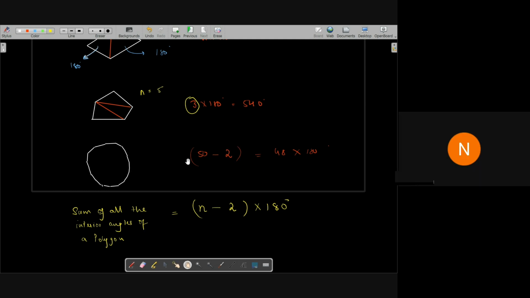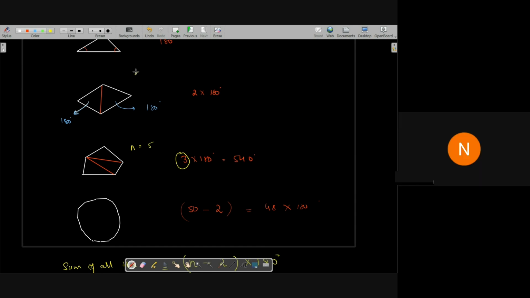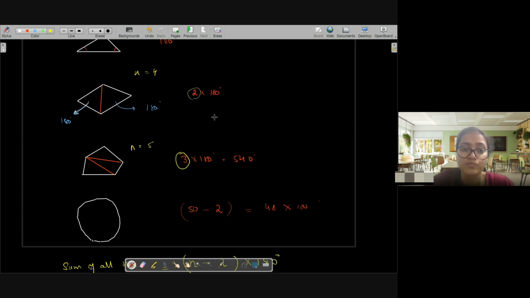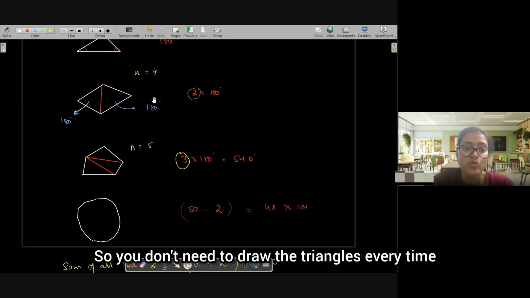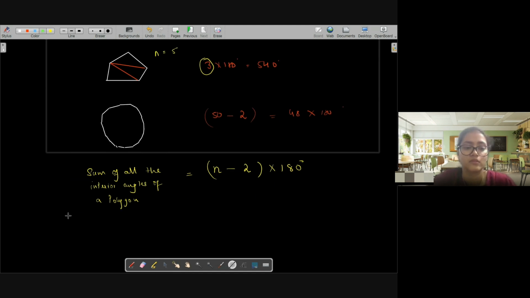Similarly, for your quadrilaterals, how many sides do we have? 4. So n is 4. So that's why when you do 4 minus 2, you get 2. So you don't need to draw the triangles every time. You can use this formula: n minus 2 times 180.